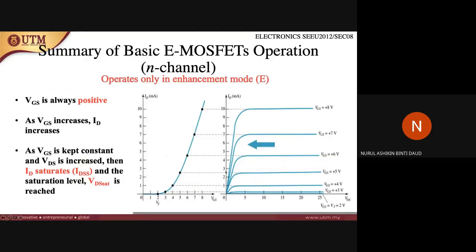So, a summary of the operation of the MOSFET. It only operates in enhancement mode, which only appears when VGS is positive. When VGS is increased, ID will increase. Then VGS is kept constant and VDS is increased. VDS means the voltage between the drain and source.